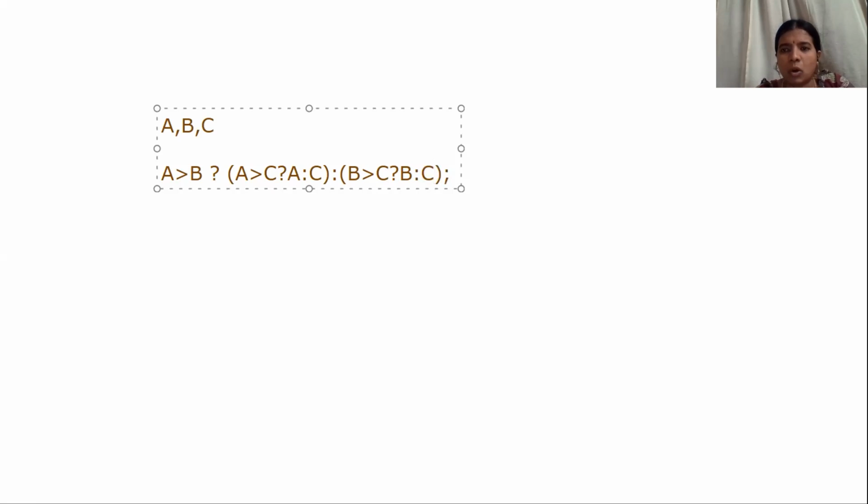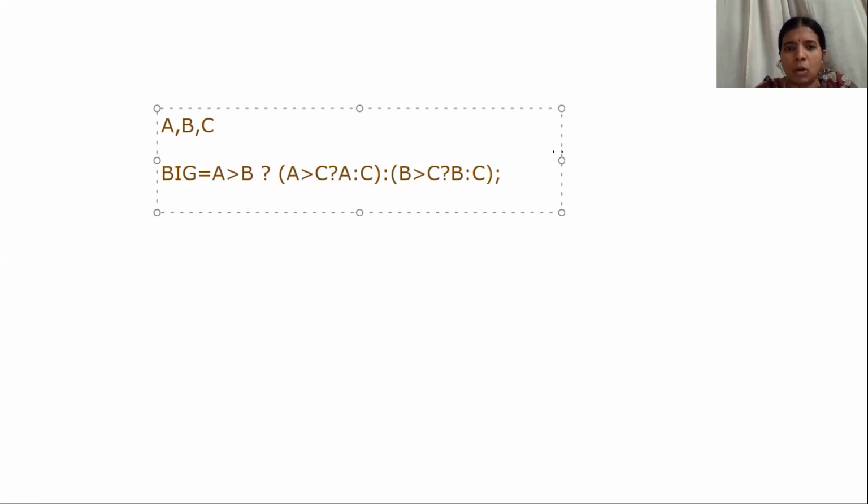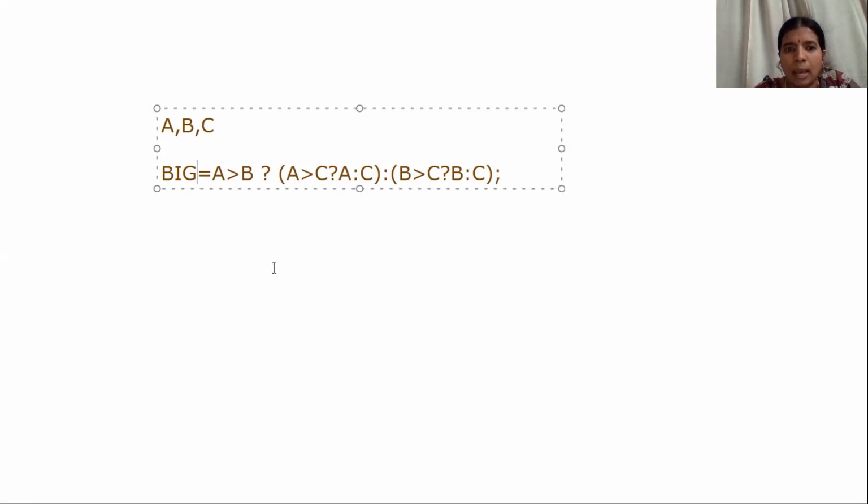According to the syntax of the conditional operator, this is how you find out. And all this bigger must be stored in some variable. So therefore, I write big is equal to all this. So this is how I find out which is bigger among A, B, and C.